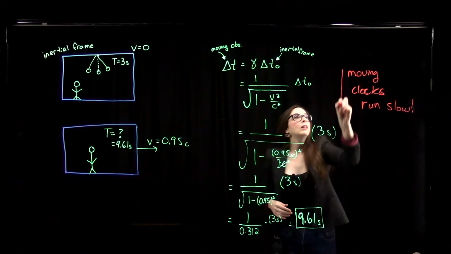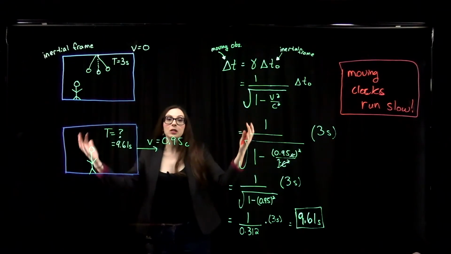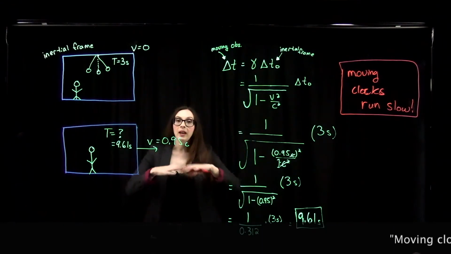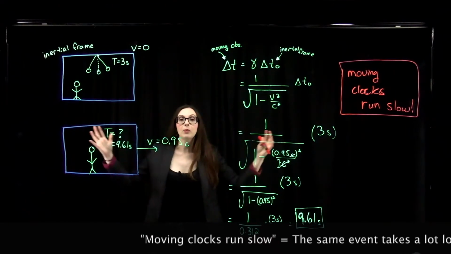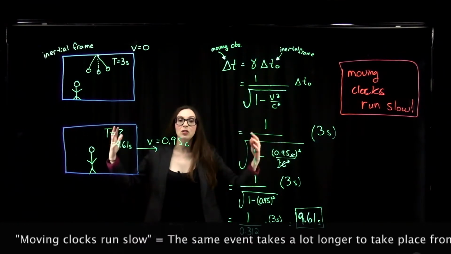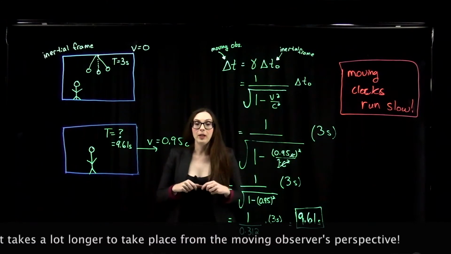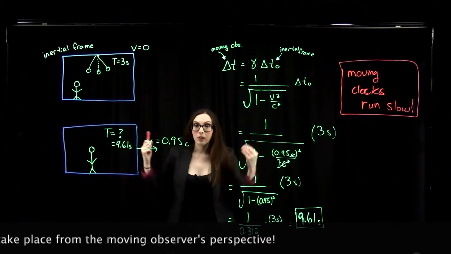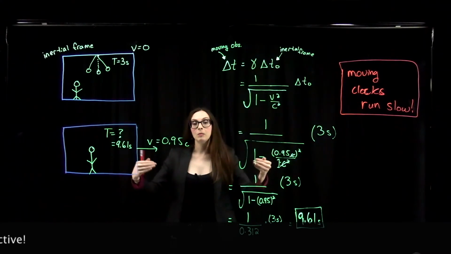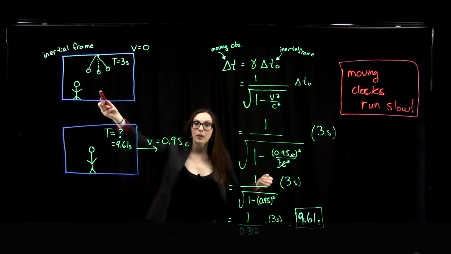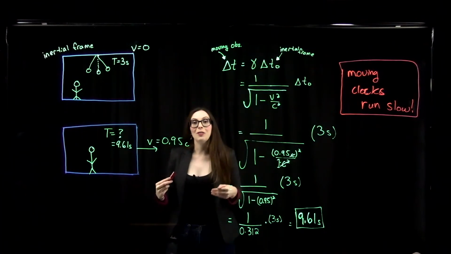That means that whenever you're an observer moving very, very close to the speed of light, you are going to see something happen, and it's going to take a lot longer time from your perspective for that event to take place. So weird things happen when you travel very close to the speed of light. The closer you travel to the speed of light, the bigger difference you're going to see between something happening in an inertial frame and something happening in your perspective.